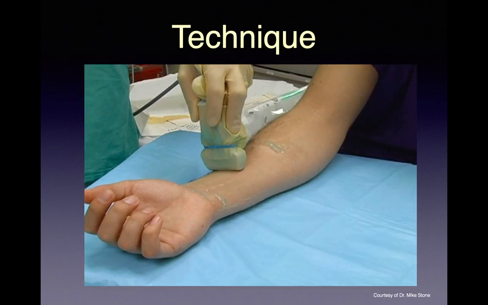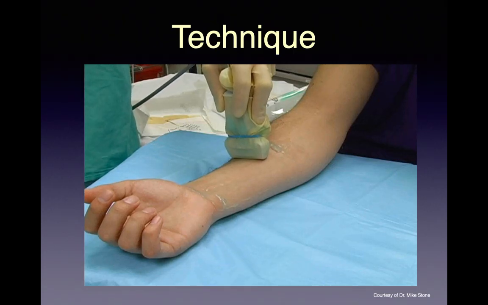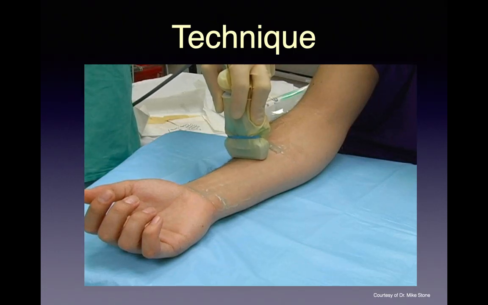Before any procedure, perform a pre-scan to determine the best point of entry for your needle. You can start at the wrist and move the transducer proximally towards the elbow to visualize the nerve in its entire course. The mid-forearm is usually the optimal location.